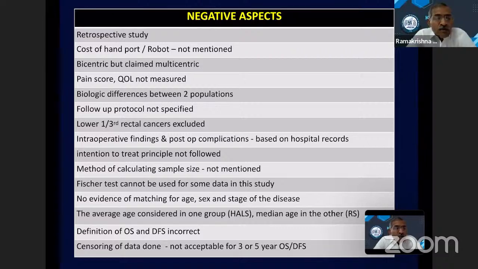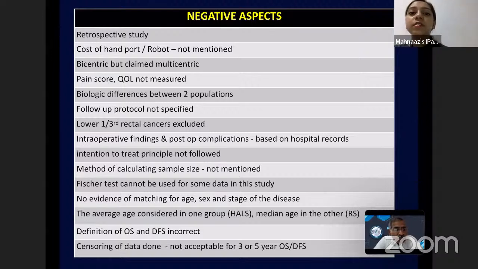One of the outcomes they are studying is disease-free survival and overall survival. For this, the follow-up protocol is very, very important. They should strictly mention how patients are followed. It is not mentioned in the article, so we consider this a negative aspect. They have excluded lower third rectal cancer. Is it a problem here?